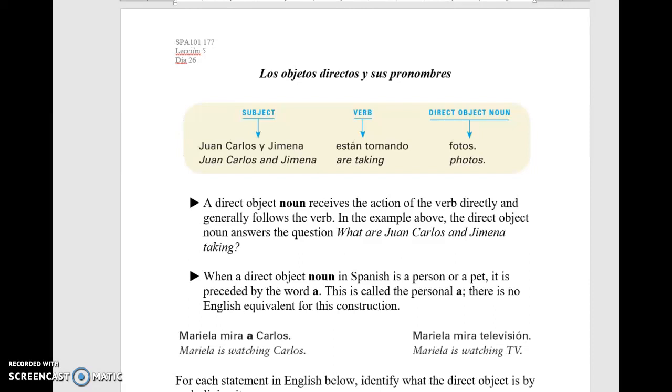Usually a person, but again, many of us think of our pets as part of the family, and so we personalize our pets, like our children. And so we also want to use that personal a there. So if we see our two examples of Mariela mira a Carlos, so she's watching Carlos, or she's looking at Carlos, versus Mariela mira televisión, she's just watching TV. Okay? So a Carlos is telling me that Carlos is my direct object and that he's a person.